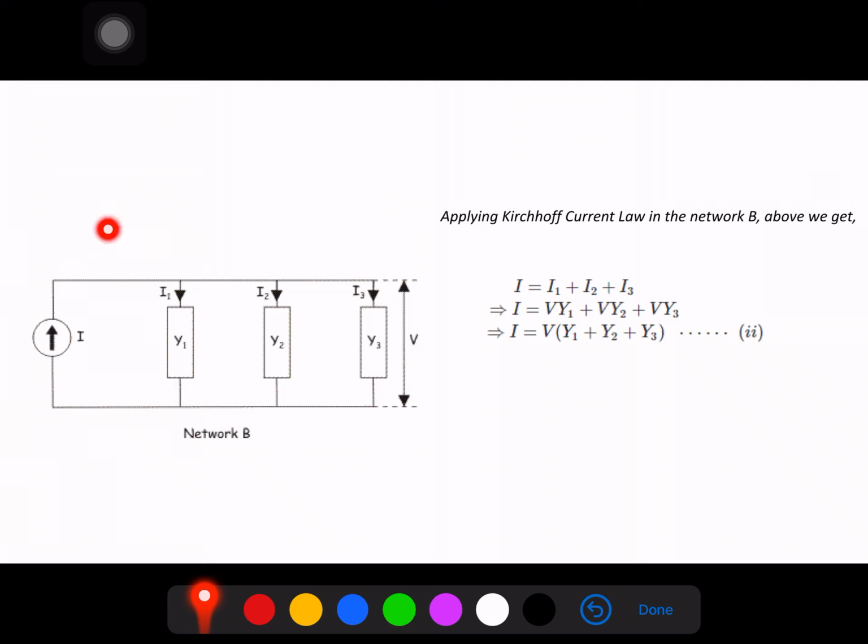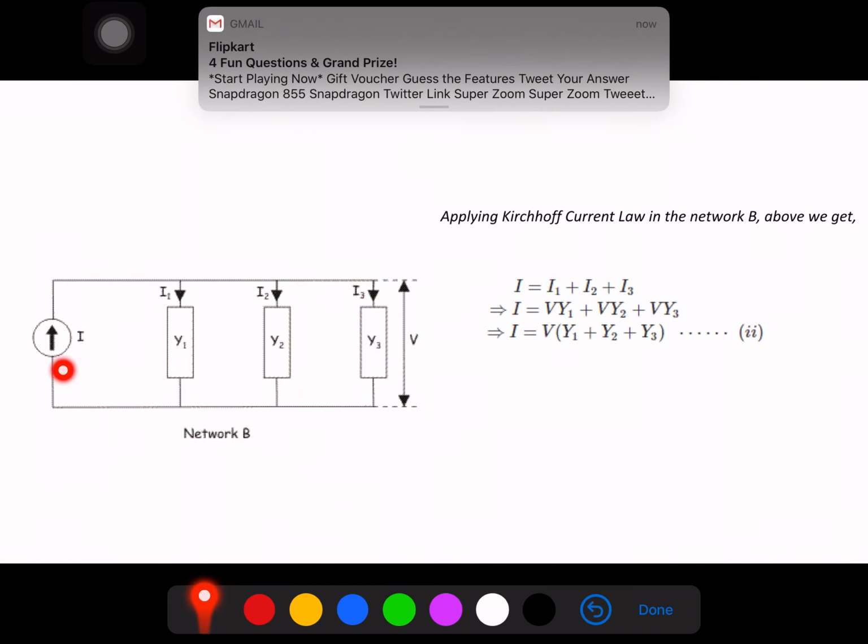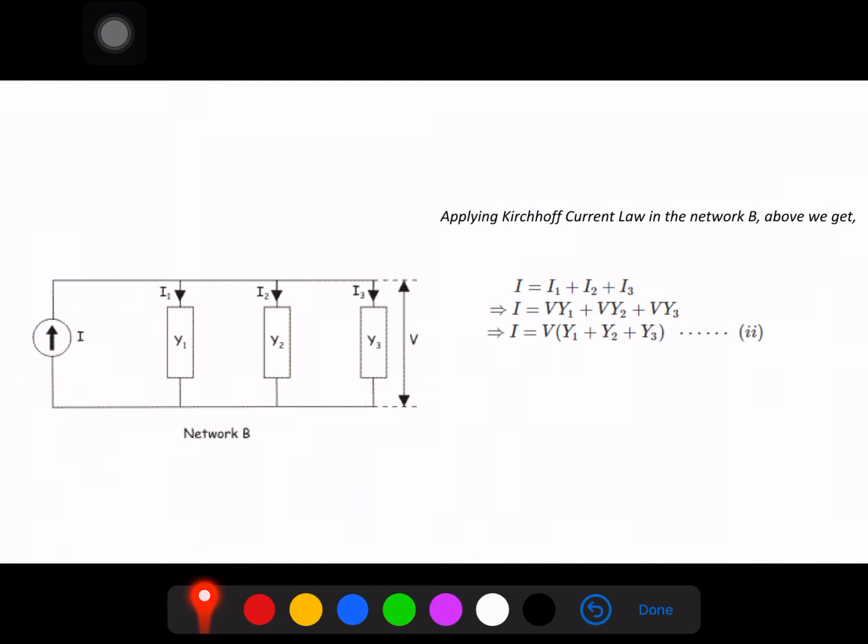Now let us look at another circuit. This is a slightly different circuit. It has a current source in parallel with this element, this element, this element. Here Y is actually the admittance. Admittance is the inverse of impedance, right? Now let's apply Kirchhoff's current law in this network and see what happens. If we apply KCL at this node, the incoming current I is equal to the sum of these outgoing currents. So we have I is equal to I1 plus I2 plus I3, right?